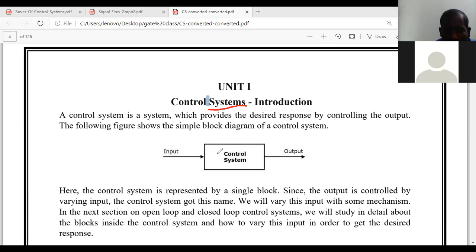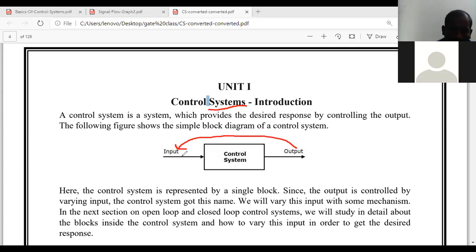Here this is a system, a control system. In a control system, the output is controlled by varying the input. Why are we using the term control? Because your output depends on the input. If your input varies, your output also varies, right? So that's why we call it a control system. Here the desired output can be controlled by the input.